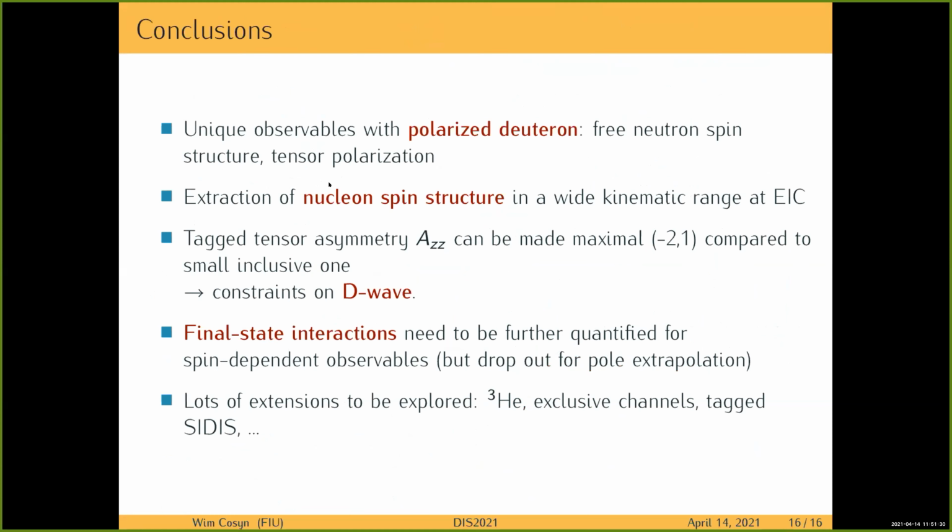So I showed you we have unique observables with polarized deuterons, so we can extract free neutron spin structure. We can use tensor polarization in the inclusive case. And we use tensor polarization in the tagged asymmetry to constrain the deuteron D wave, actually. So this is more a nuclear physics application. Final state interactions need to be further quantified in a spin-dependent case, and there are lots of extensions to be explored: helium-3, exclusive channels, tagged DVCS, etc.